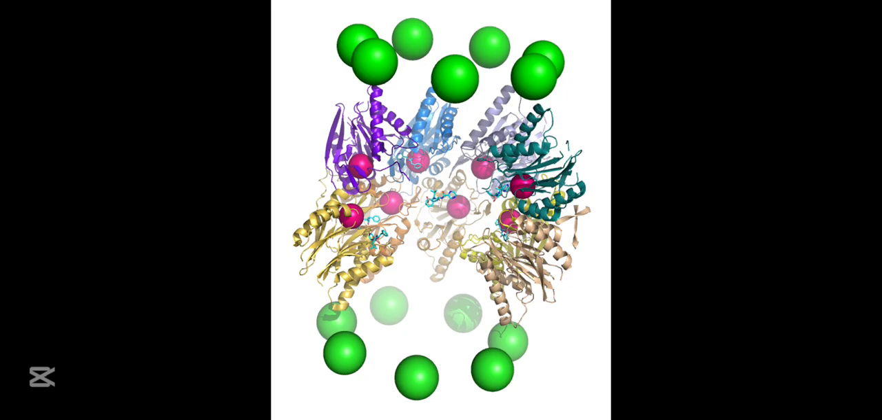Like what kind of processing? Well, it might need to fold into a specific 3D shape, or have other molecules attached to it, or even be cleaved into smaller active units. So it's like taking a raw piece of wood and shaping it into furniture. Got it. It needs those finishing touches to become functional. Can you give me an example?